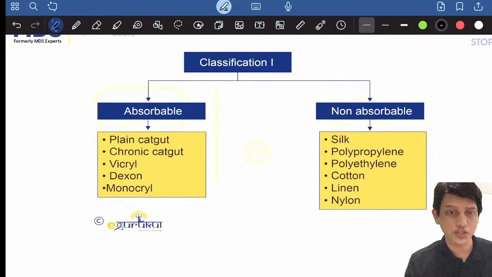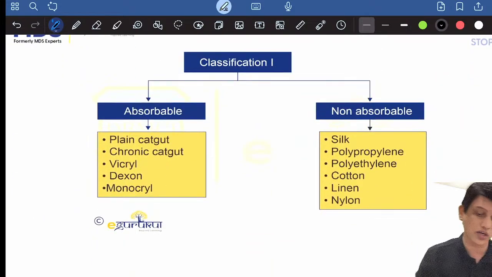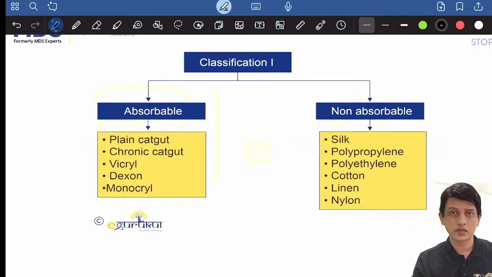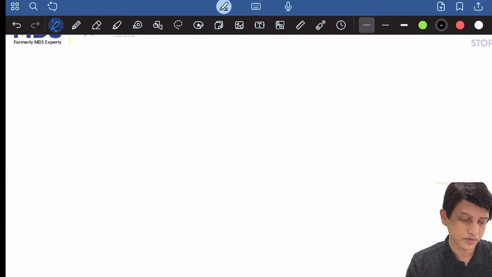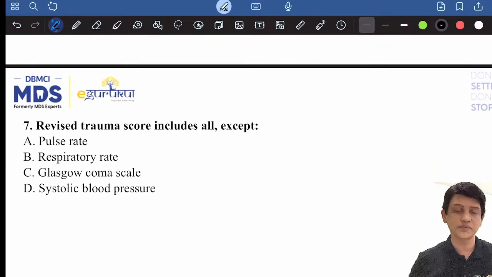Okay, so this is the classification. You already know what are absorbable sutures, what are non-absorbable, and in which condition which suture is used. Okay. Another question on trauma. I told you most of the questions will be based on trauma for you. Revised trauma score includes all of the following components except, this we have discussed.